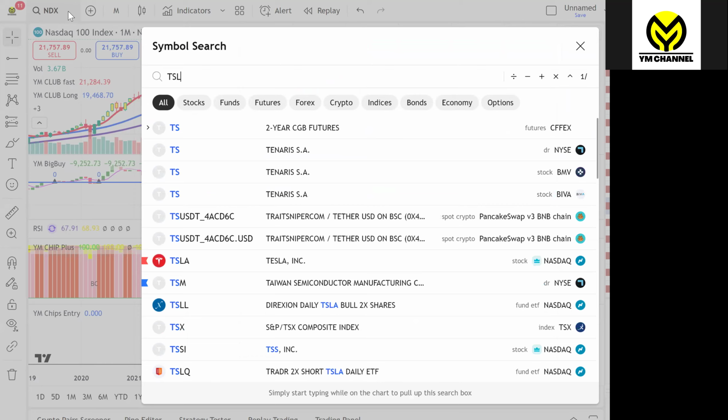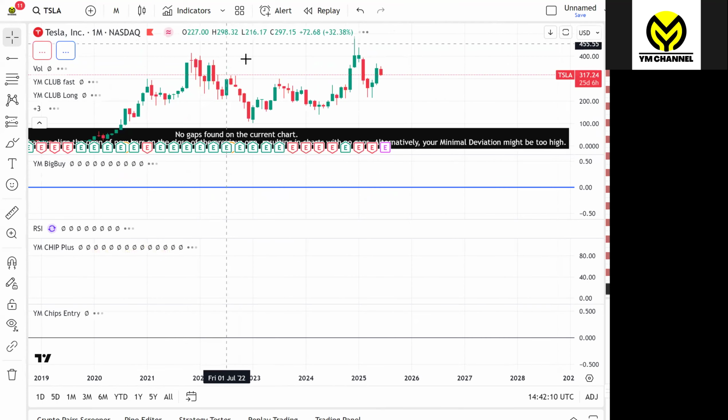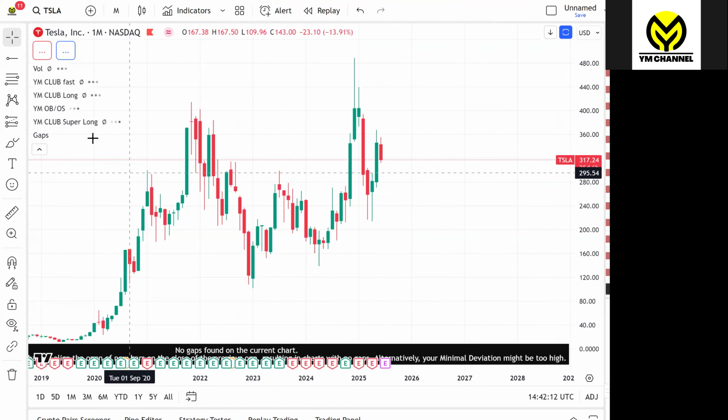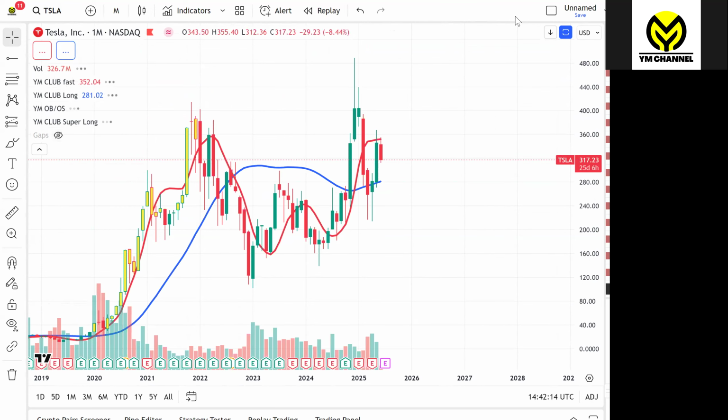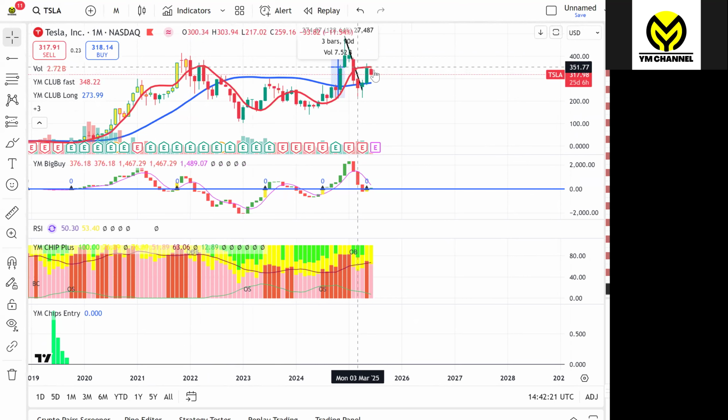Now look at Tesla. We look at the monthly chart first. Okay, let's hide the gap. So what is going on is the red is not yet really upward. The fund is still going downward.